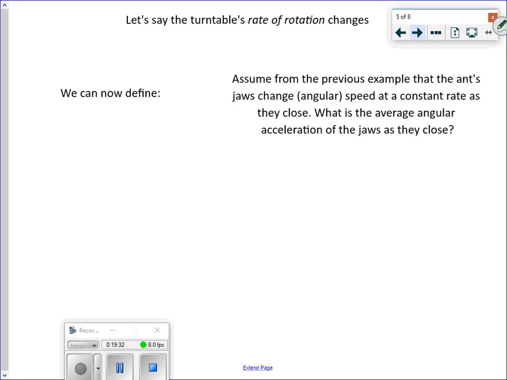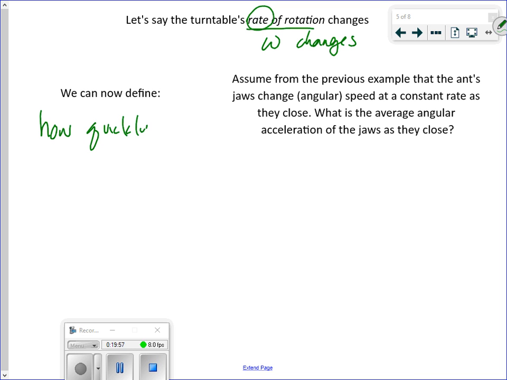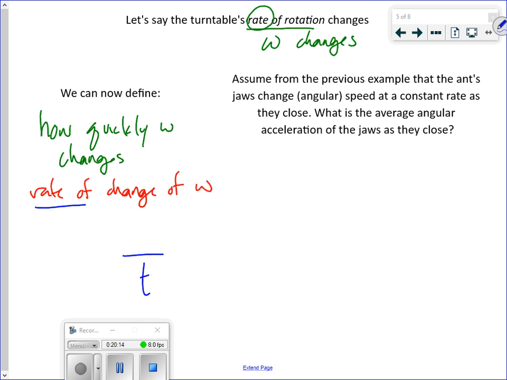Now, what if the rate of rotation changes? What if omega changes? Well, that means that angular velocity changes, and of course that takes some time. The rate of rotation changes in some amount of time. Well, we can define how quickly omega changes, or the rate of change of omega, delta omega over t. That's what we call alpha.